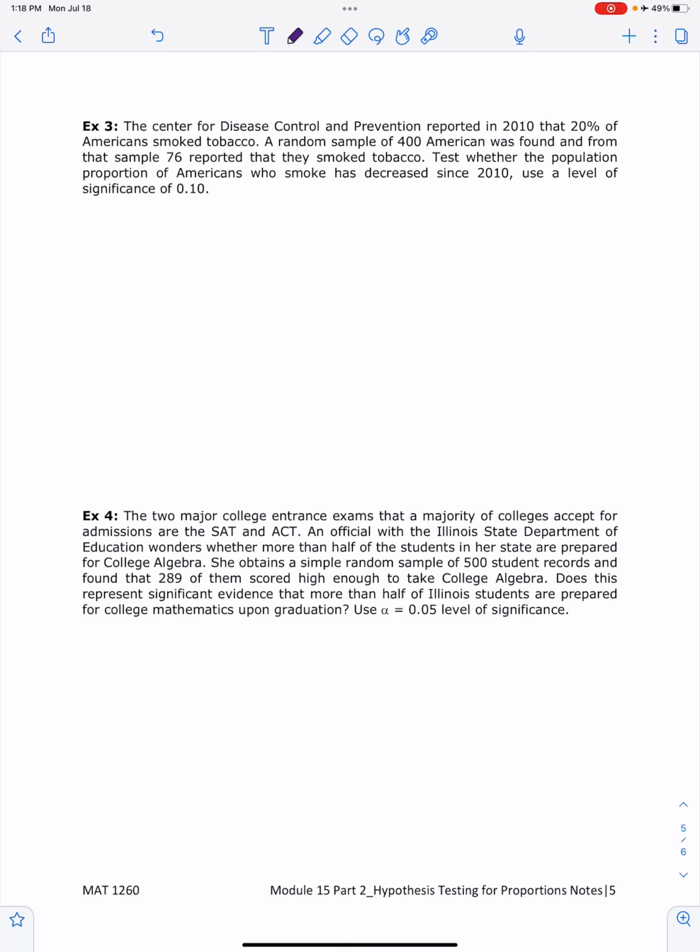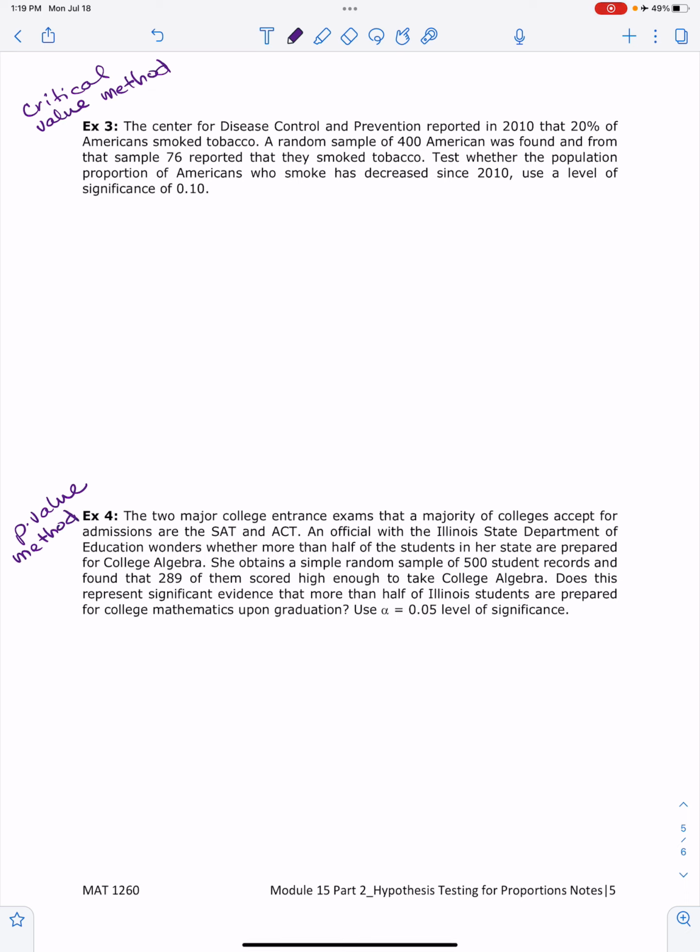Hey, these are the Mod 15 Part 2 notes. This is page 5. 2 more examples. I am going to use the critical value method or the classical method for example 3, and then the p-value method for example 4. Just so we got a little bit of both.